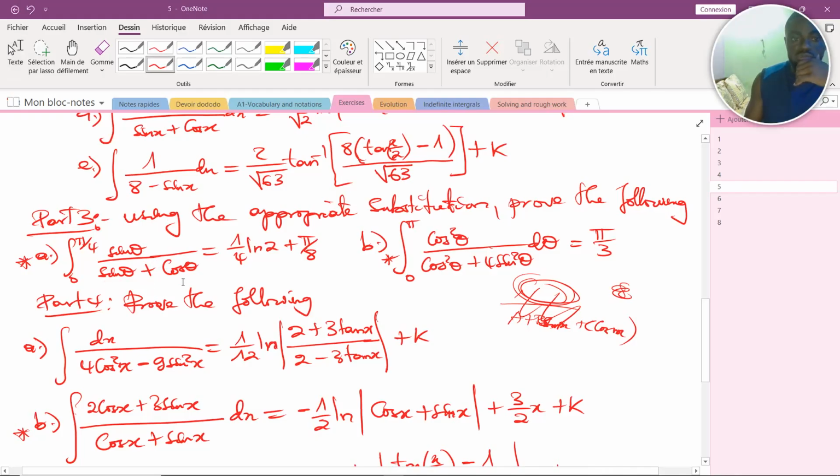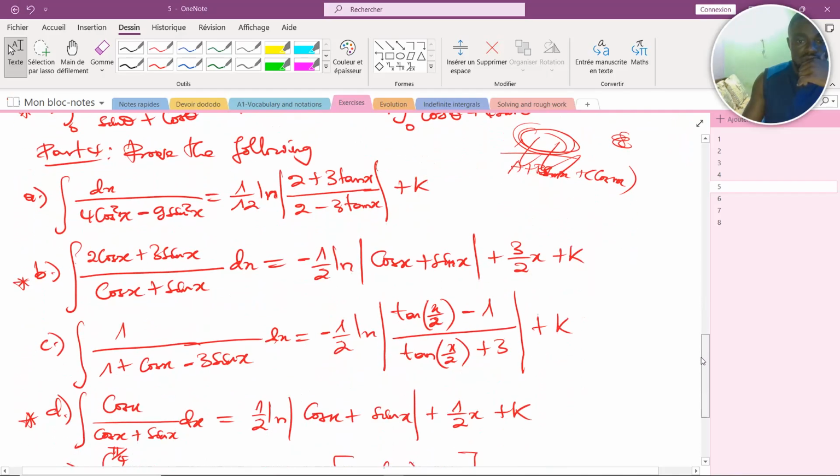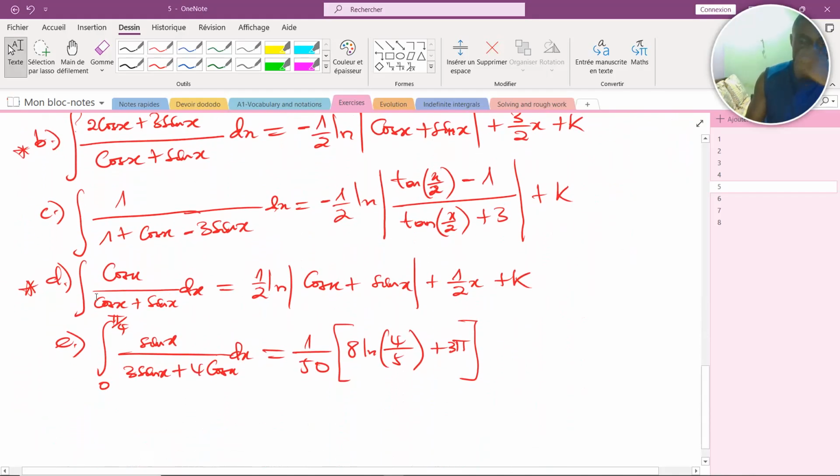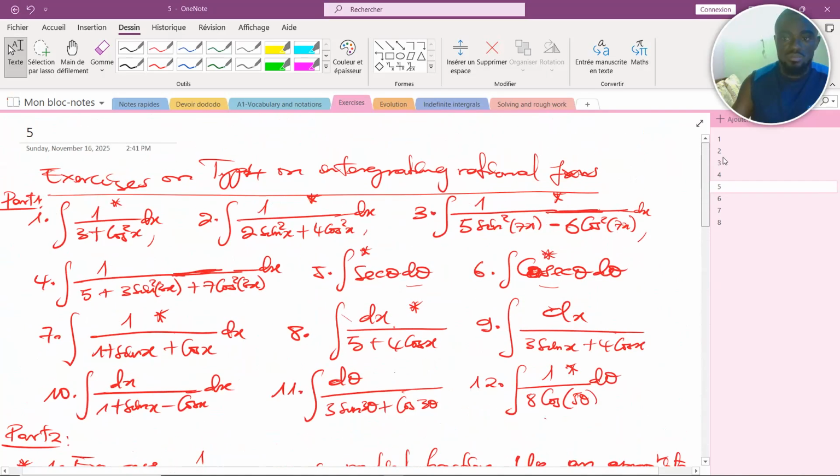Whenever this bottom is linear, when I talk of linear, it means that the powers of trigonometric functions are 1, and the top is linear. I'll also do this one, and this other one, this type. And I will end up by doing this last one. Okay, so without wasting time, let's move into our stuff.